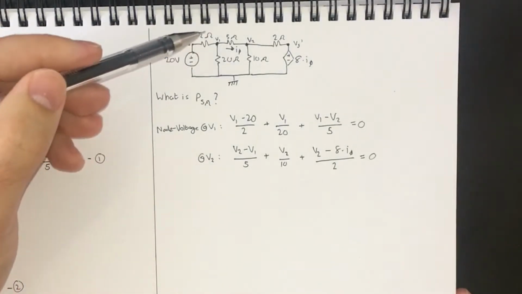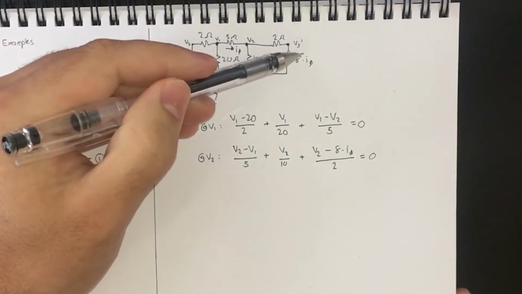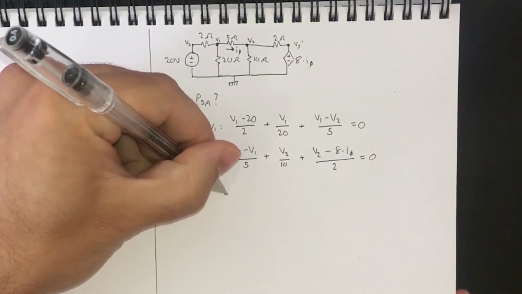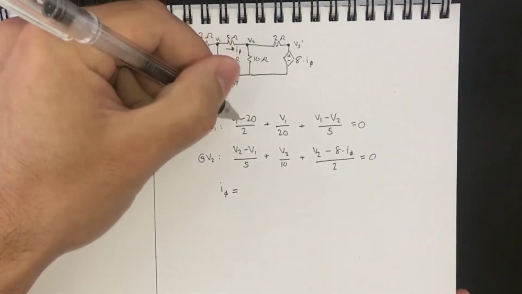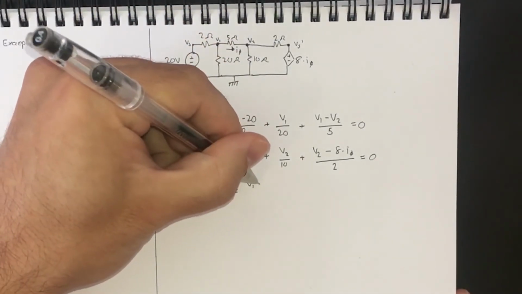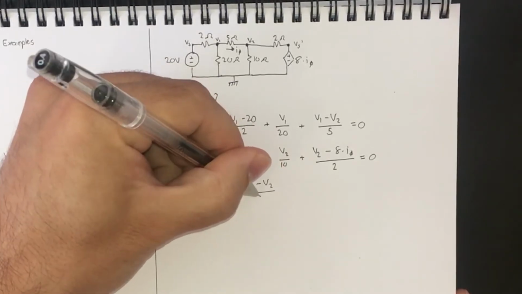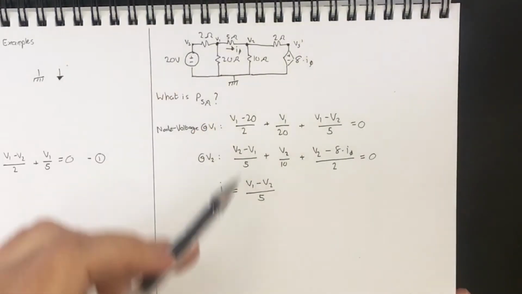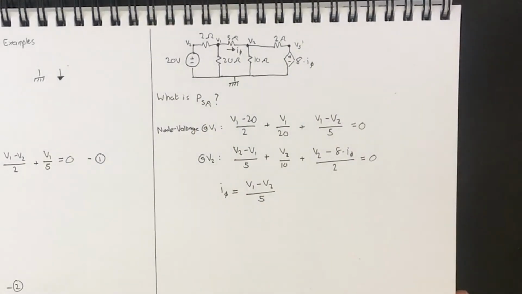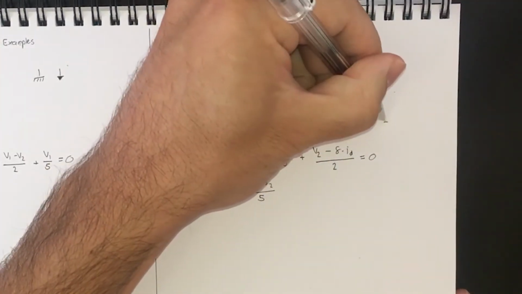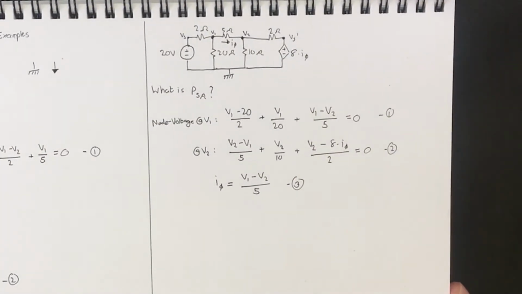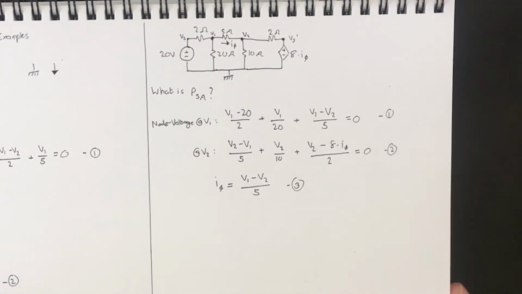Perfect. Now, we don't only have these two unknowns, we also do not know what I phi is. So I phi in this direction is defined similarly as we did earlier, V1 minus V2 over the 5 ohm drop. It's the voltage drop over the 5 ohm resistor that gives us the current flowing through that resistor. So we have 3 equations and 3 unknowns. Therefore, we can solve this problem.